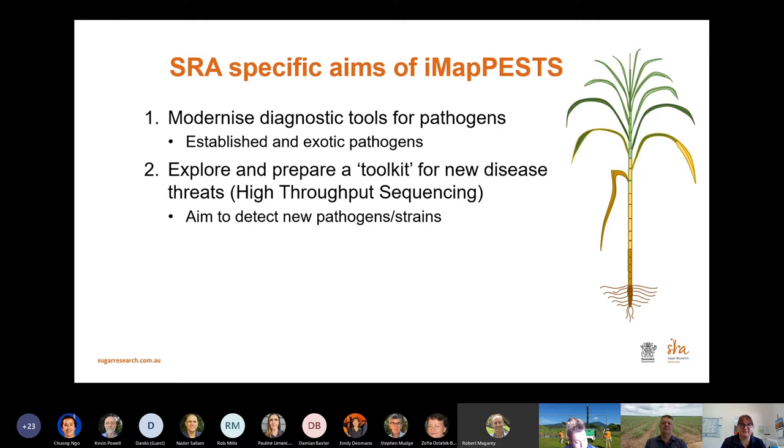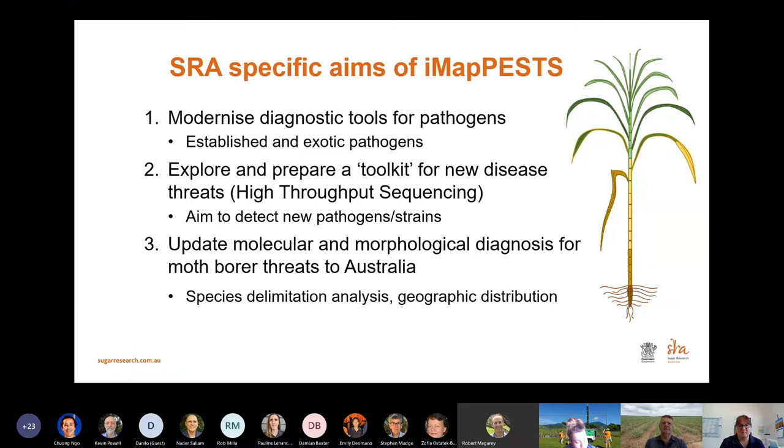And the third part is looking at our moth borer threats. Kevin has talked a little bit about these in his entomology talk. I'm going to talk about what we found in this project with regards to our moth borer research. And this part of the project was actually delivered by the Australian Museum in conjunction with Kevin. And this is mainly looking at what species are where in the world and that are threats to Australia.